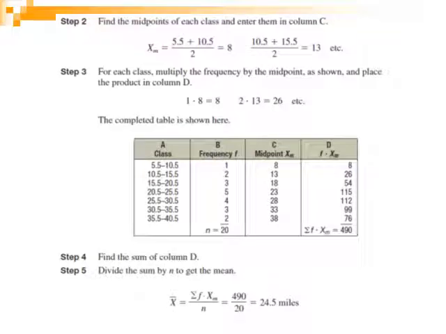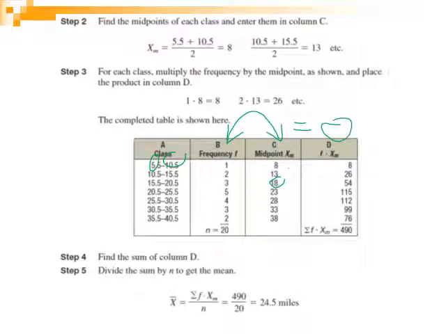So here, the midpoint for the first class equals 8, the midpoint for the second class equals 13, the midpoint for the third class equals 18, for the fourth class 23, and this is all obtained by adding the upper limit to the lower limit and dividing by 2. Here we finish the midpoint column to move to the other column, which is finding the frequency multiplied by the midpoint for each class. So we will multiply column B by C to get column D.